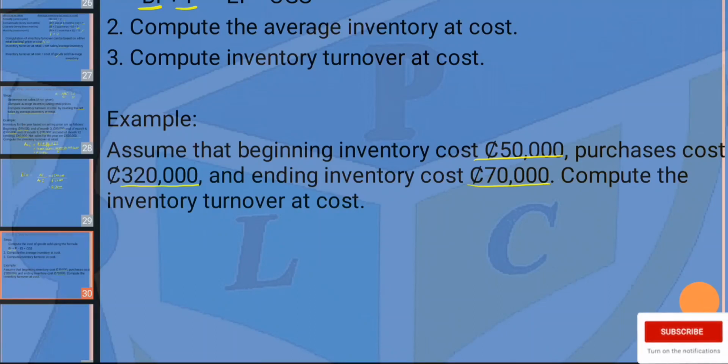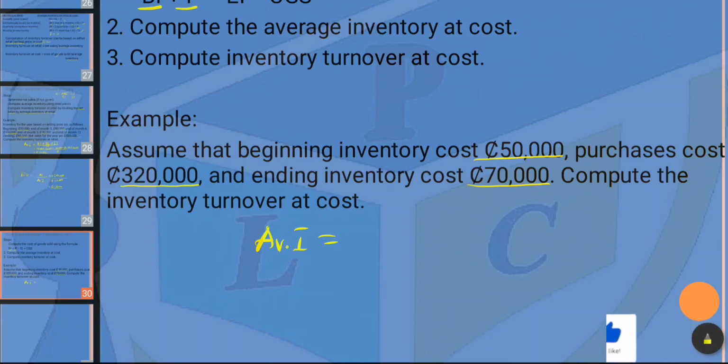So to compute inventory turnover at cost, whether it's at retail or at cost, the first thing that you need to do is to compute your average inventory. I believe that is clear. So the average inventory period that we are computing is, I think, once in a year. That's annually, right? So once in a year.